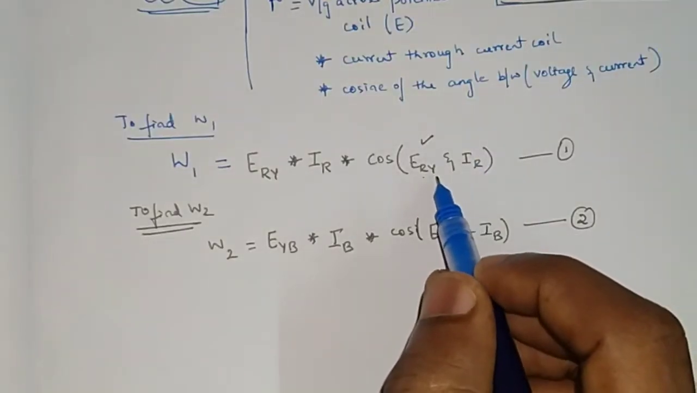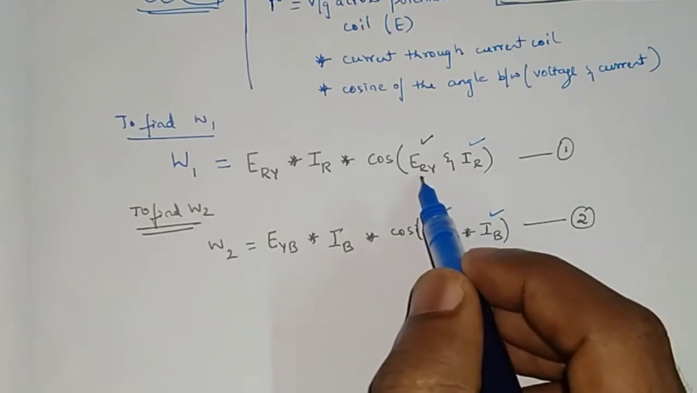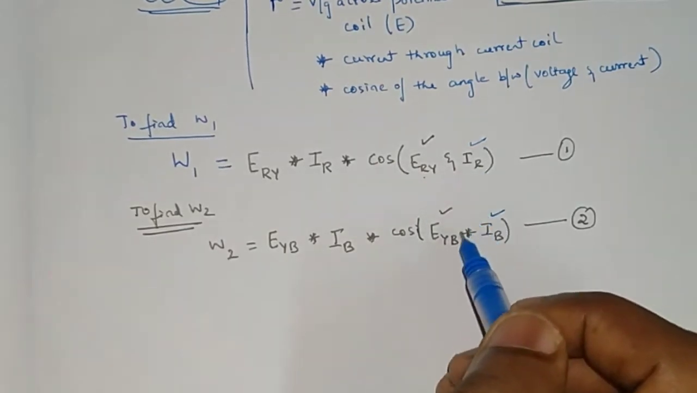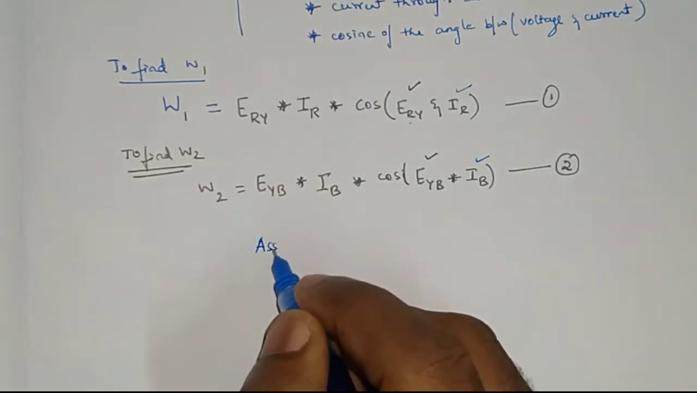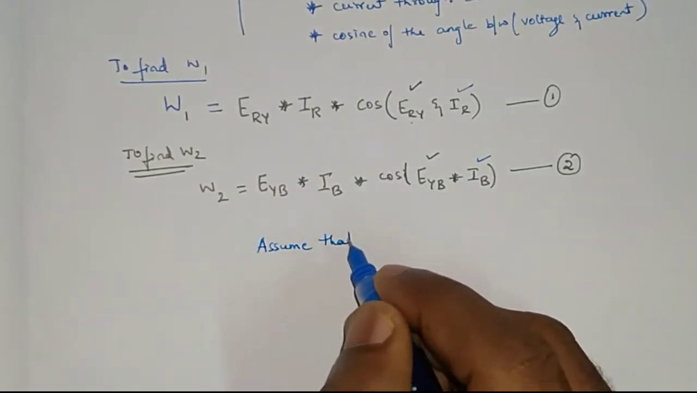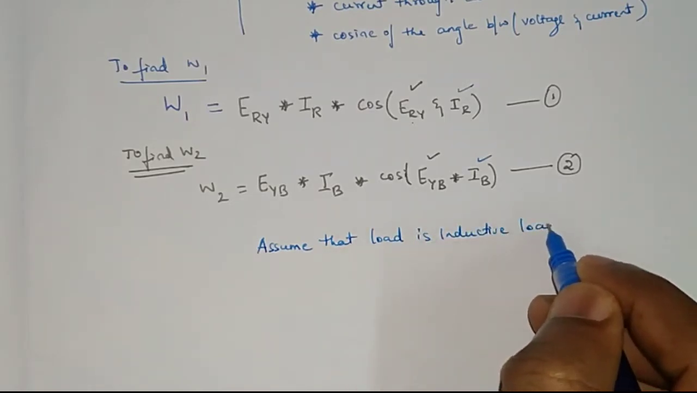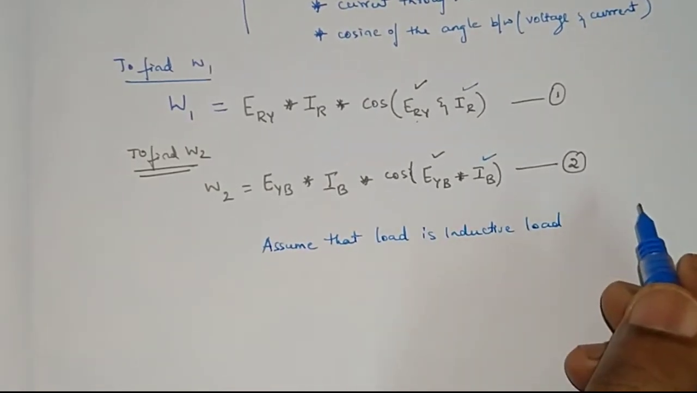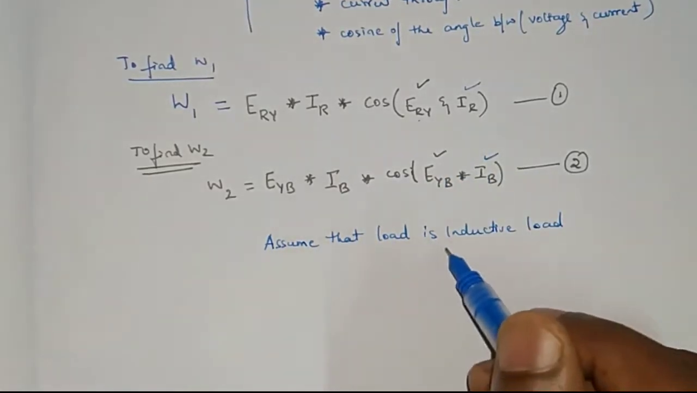So next I need to represent the currents in the vector diagram. Why? Because I need to find out the angle between ERY and IR, and in the same way EYB and IB. What we are going to do is assume that the load is an inductive load. Since we cannot draw the vector diagram for current by finding the equation, we are going to assume that the load is an inductive load.